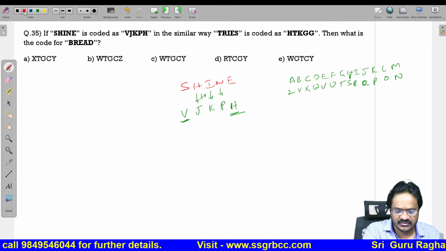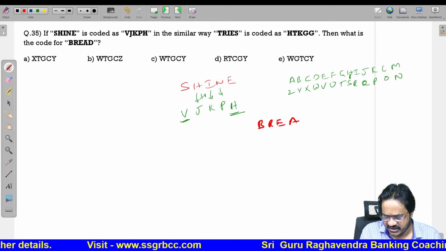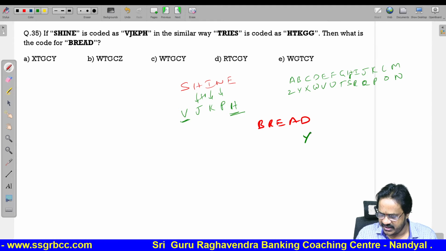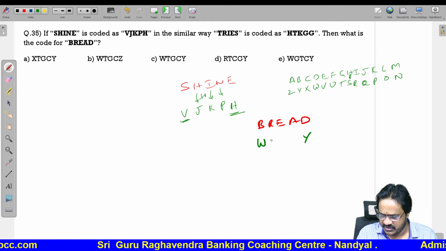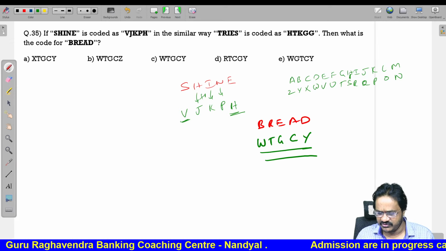Similarly here, what is the code for bread? BREAD. B's opposite letter is Y, D's opposite letter is W, R, S means T, E, F means G. So we will get WTGCY.